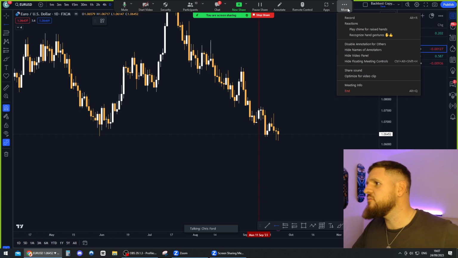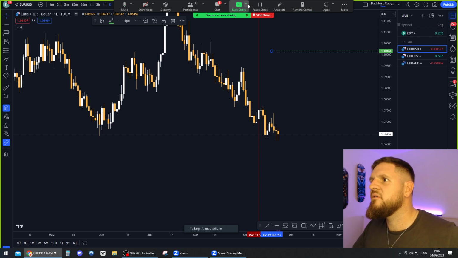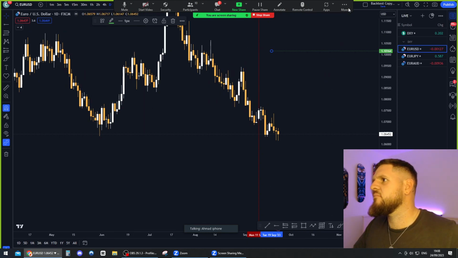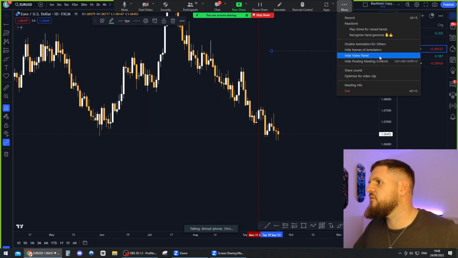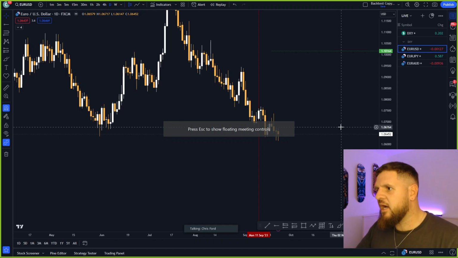Anyone any good on Zoom? Did you get rid of the bar at the top? Can you do that? Is that possible? Let's try and hide it. Right, hide video panel. No. Hide floating meeting controls. There we go. Gone. Okay, cool.